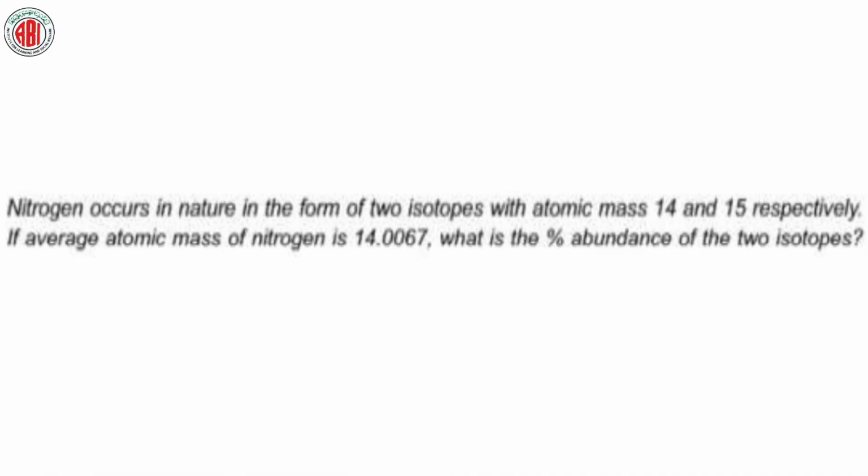Nitrogen occurs in nature in the form of two different isotopes with atomic mass 14 and 15 respectively. If the average atomic mass of nitrogen is 14.0067, what is the percentage abundance, the composition of the two isotopes? Let us see how to solve this problem.